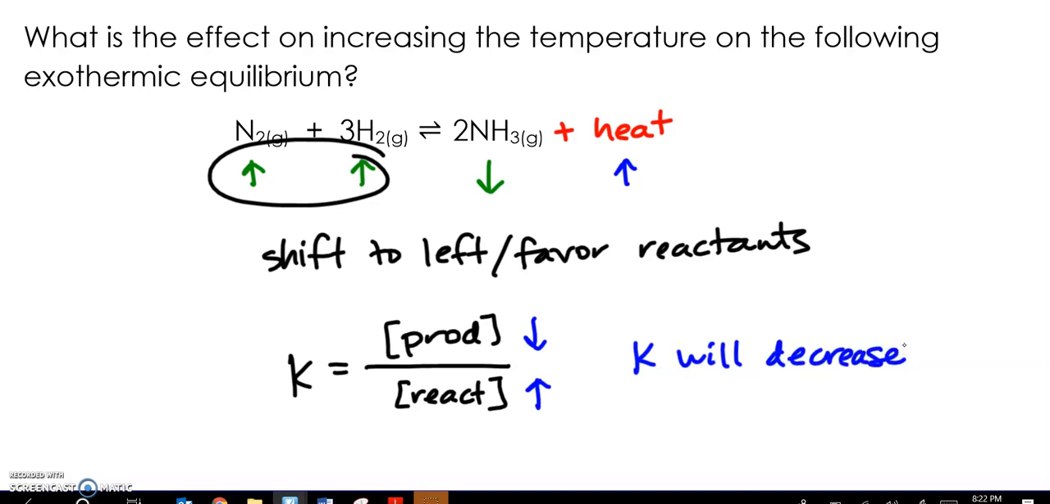If you had an increase in your products more than your reactants, you get a bigger value on top and a smaller number in the denominator on the bottom, and K would increase.